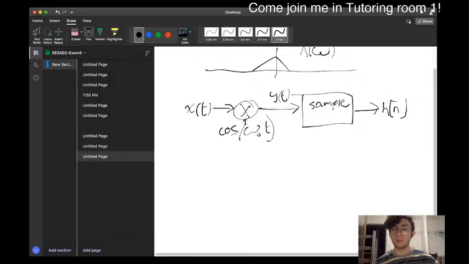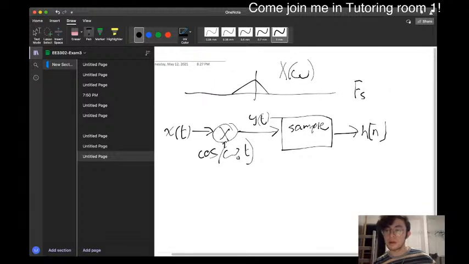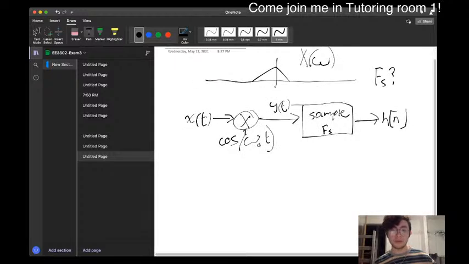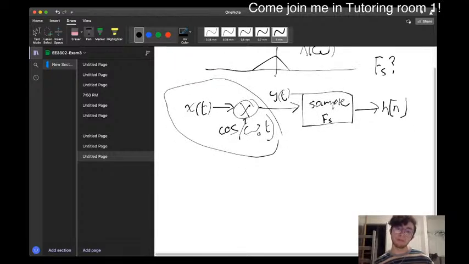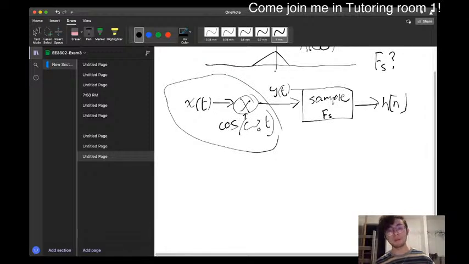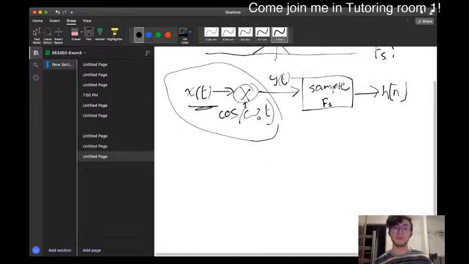And I'm going to ask, what fs do we want for fs? Because this one has fs. Yeah, what is our sampling frequency? So, remember, like I was talking about, we're modulating our original input by this cosine. That's usually what we say when we're multiplying two signals together, or modulating one by the other. So, this one, the x of t.